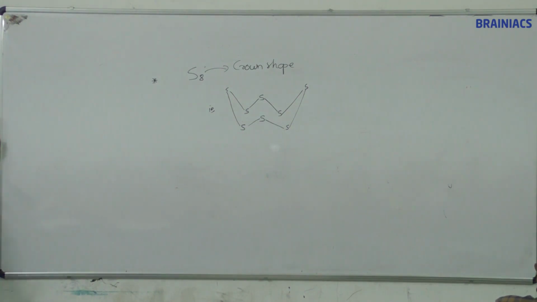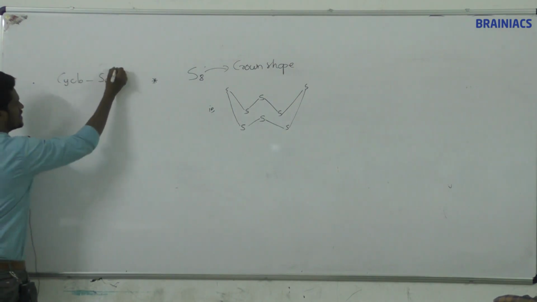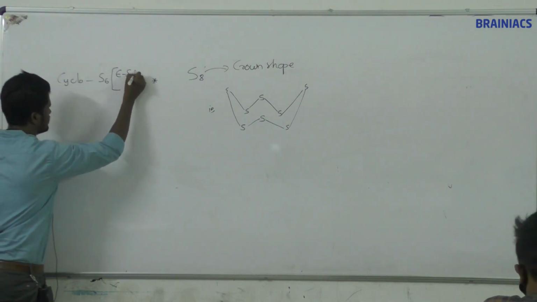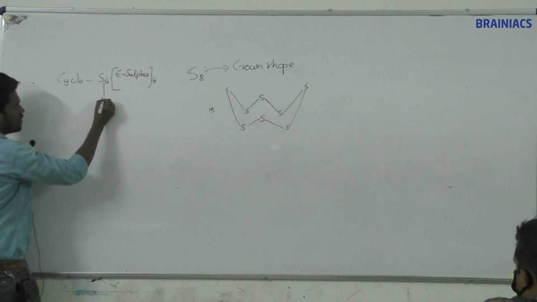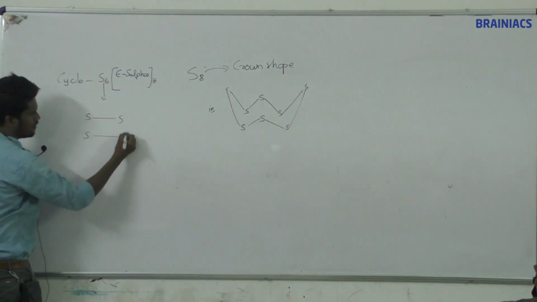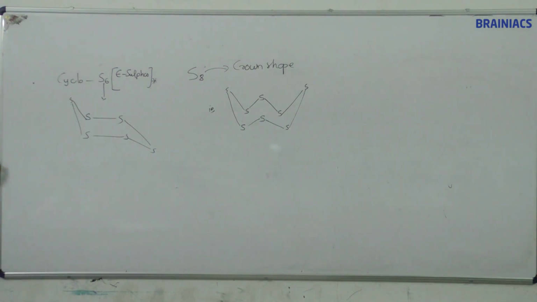Okay, in cyclo S6 there is angel sulfur or E sulfur. It's another allotrope of sulfur. Okay, cyclo S6 it has a what form? Chair form. In cyclo-S6 it has a chair form.